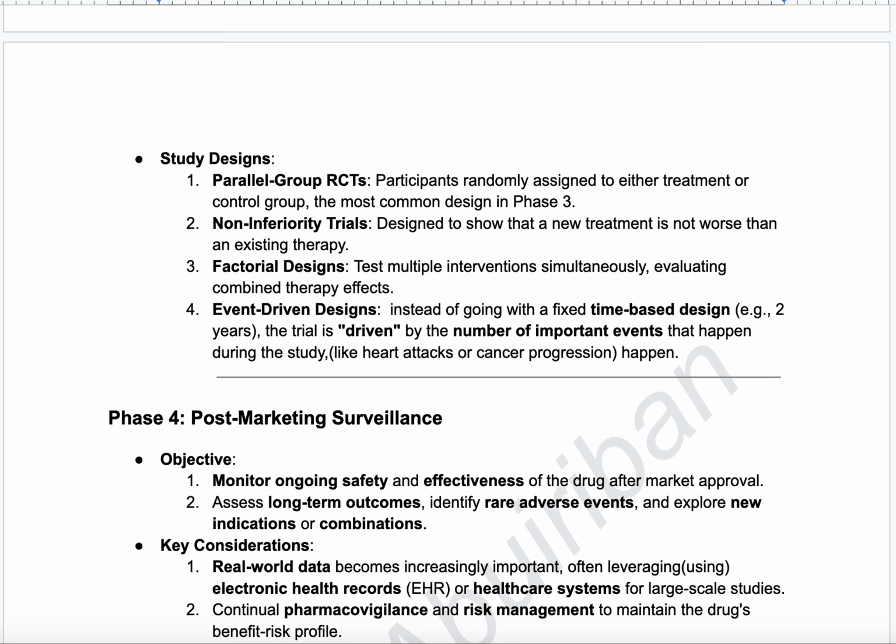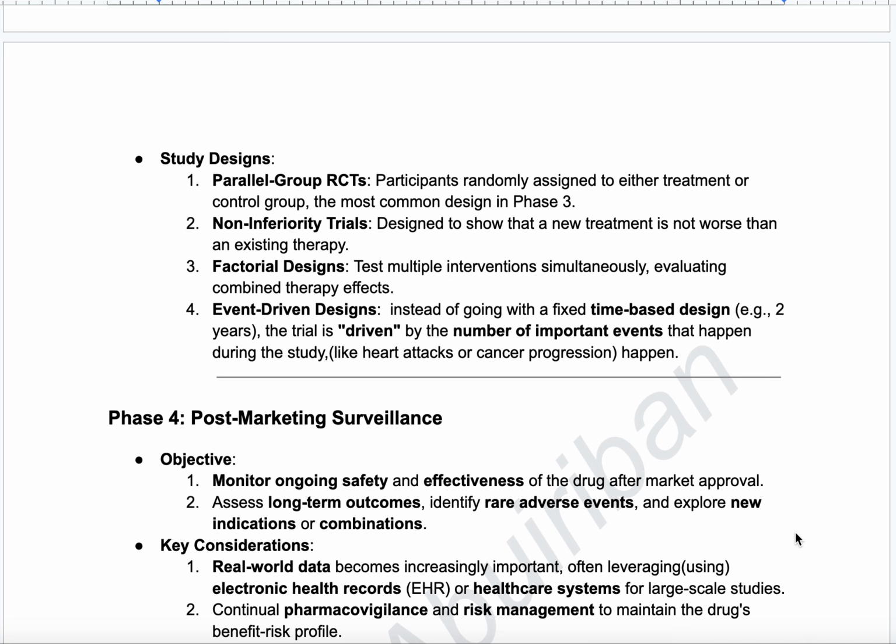Non-inferiority trials are designed to show that the new treatment is not worse than an existing therapy. And factorial designs, with multiple interventions simultaneously evaluating combined therapy effects. And event-driven designs: instead of going with a fixed time-based design, like just waiting 2 years, the trial is driven by the number of important events that could happen. I mean, we can end the trial if events happen, like heart attack or cancer progression.